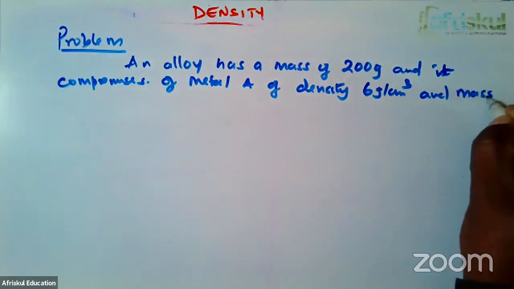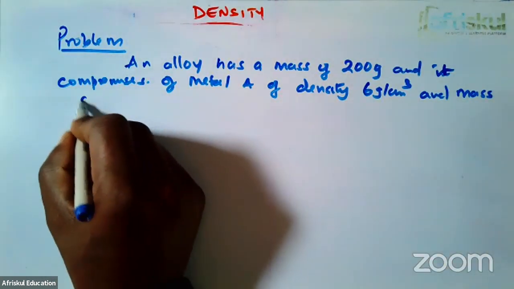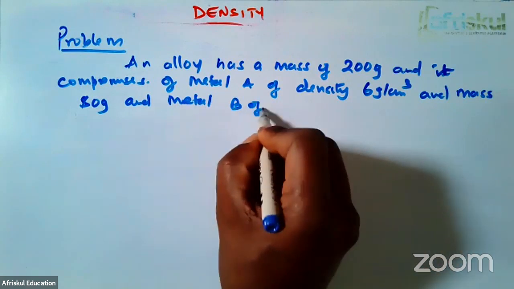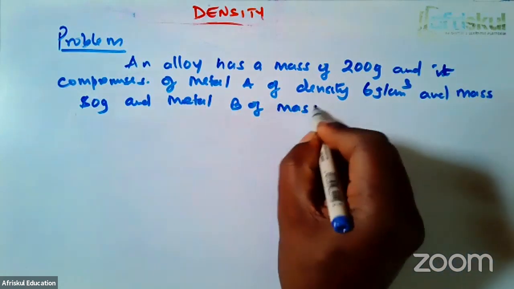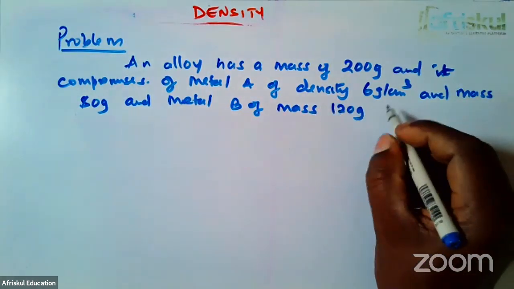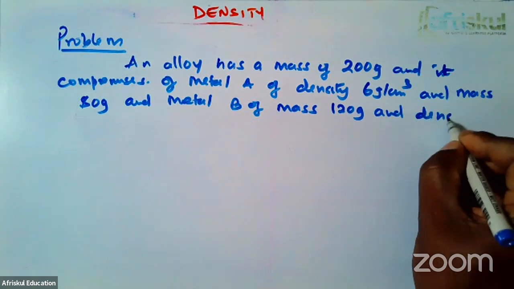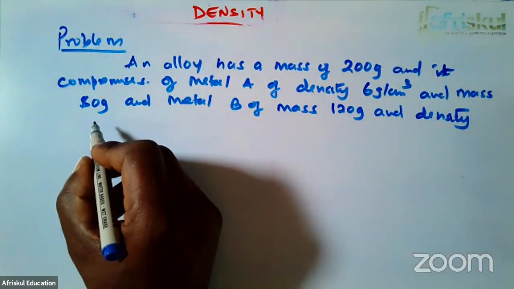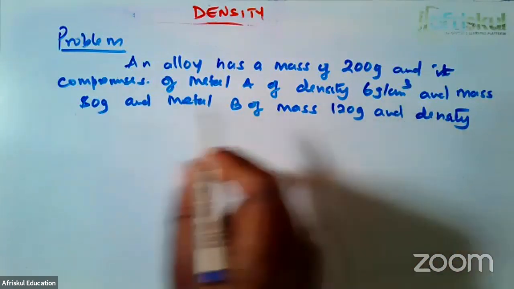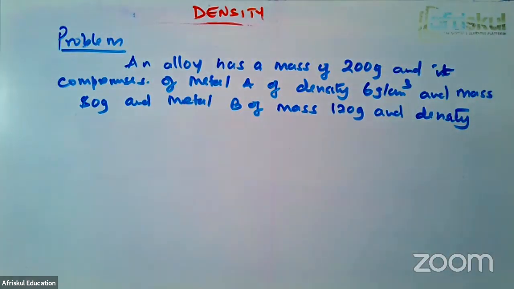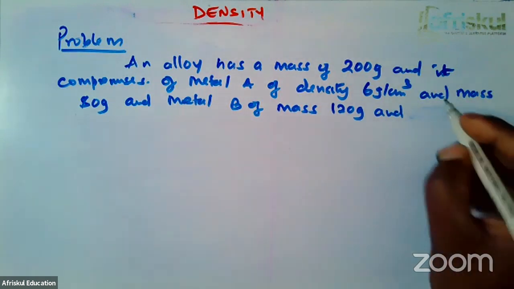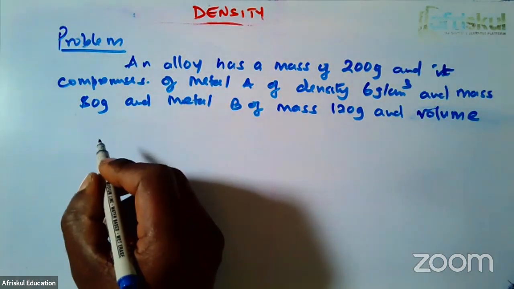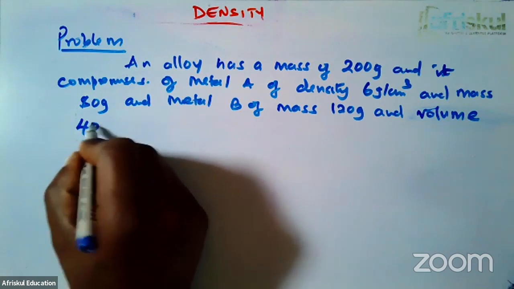and mass 80 grams, and metal B of mass 120 grams and volume, let me change this density to volume, say 40 cubic centimeters. The first one had density and mass, and this one also has mass and volume.